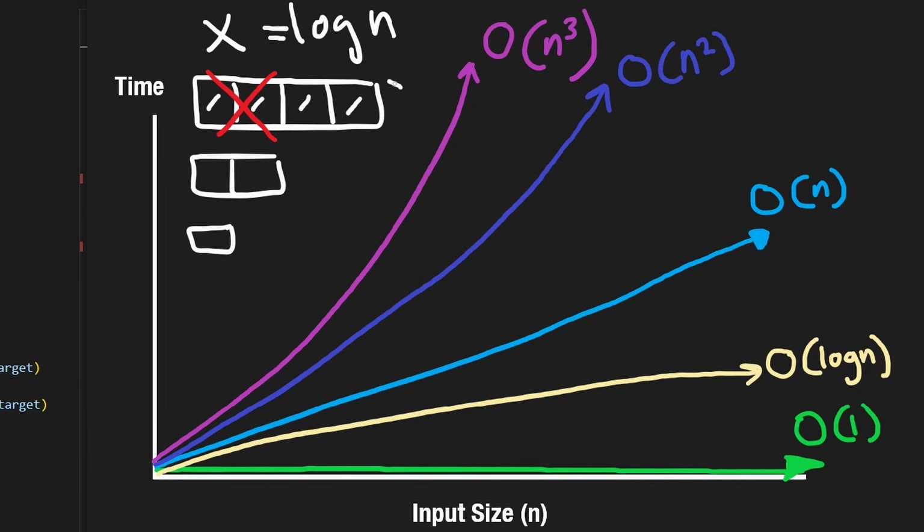So therefore, the number of times you can take an array like this and divide it by 2 is equal to log n. In this case, the base of our logarithm is going to be 2. So that's where this comes from.